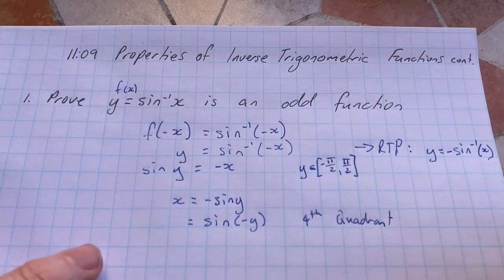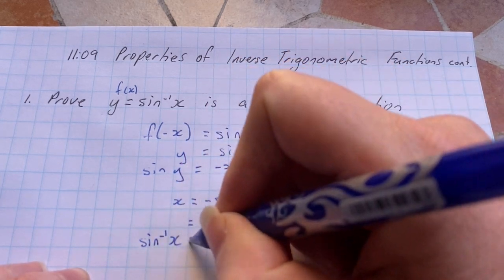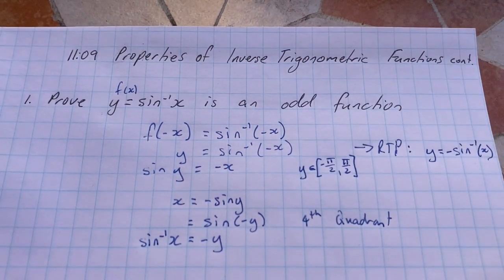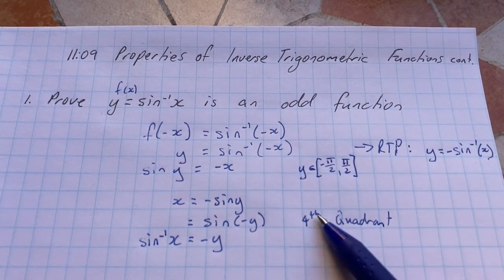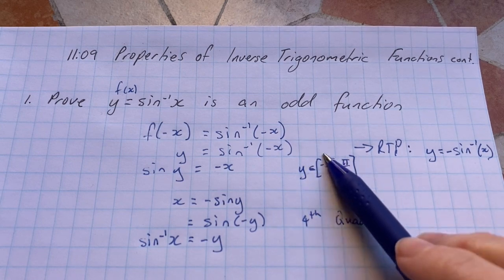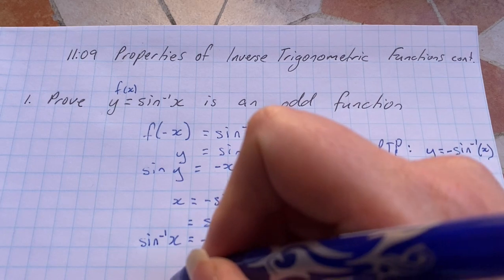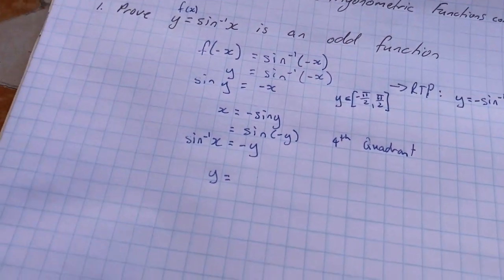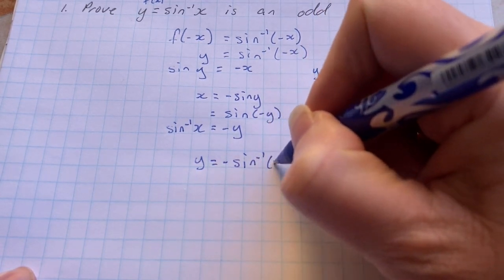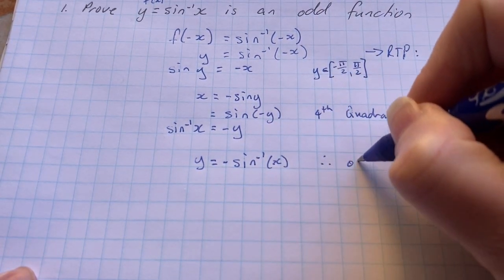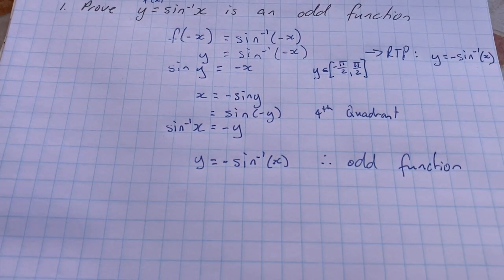Now I'm just going to take sine inverse of each side, so I'm just going to reverse the process. So we're really just proving this by the fact that using that sine is an odd function, that works there, and that's still the fact that I've gone in the fourth quadrant, I'm still in this range for the y values. And let's take the negative of each side and turn it around. So, y equals negative sine inverse of x. So therefore it is an odd function. So that's that proof done.